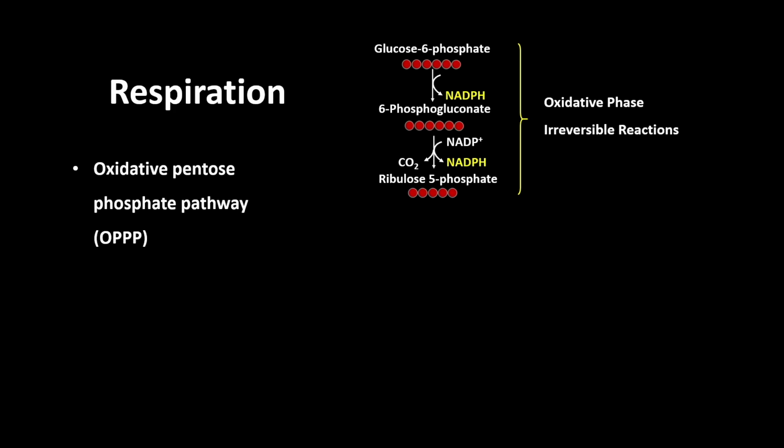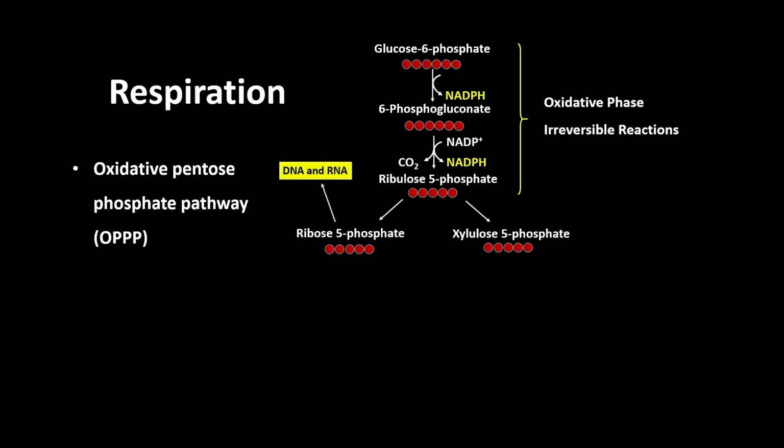Next, we have many carbon shuffling reactions that look like the reverse of the Calvin-Benson cycle, but they are not the same. Ribulose 5-phosphate is being converted into two different 5-carbon molecules. One of them is ribose 5-phosphate. Ribose 5-phosphate is super useful. It is the precursor to the 5-carbon sugar that makes up DNA and RNA.